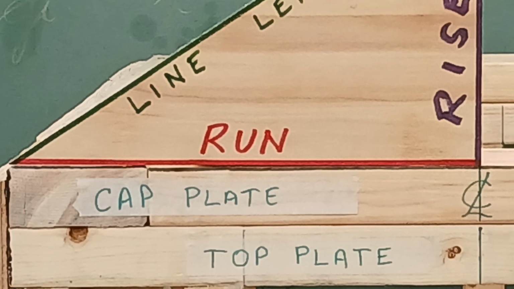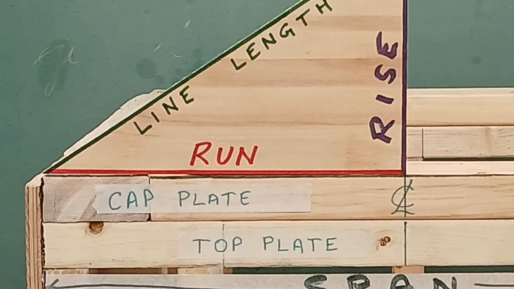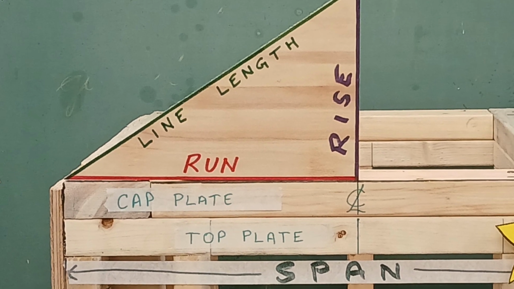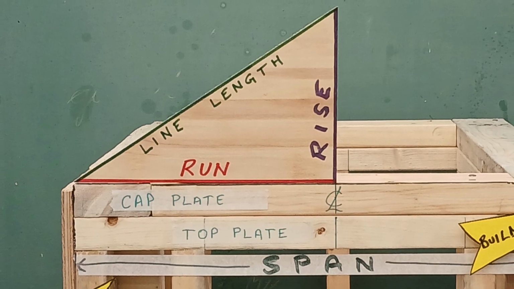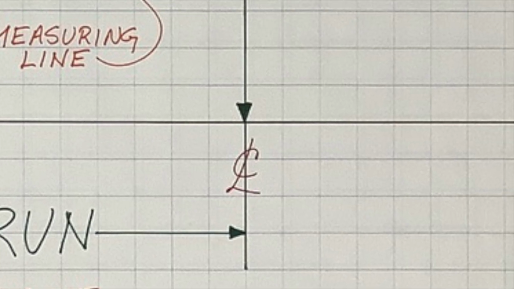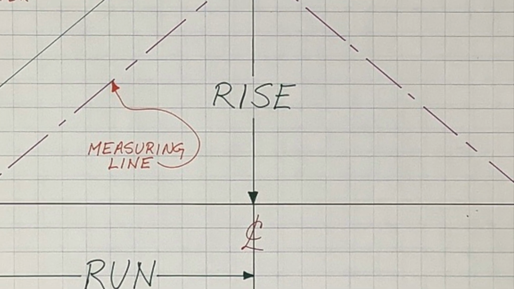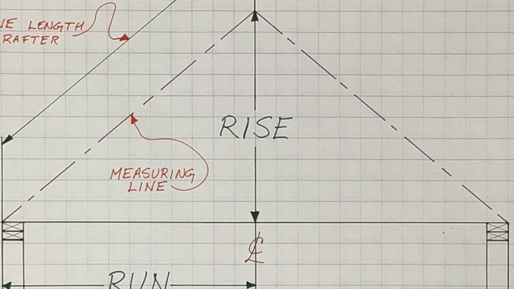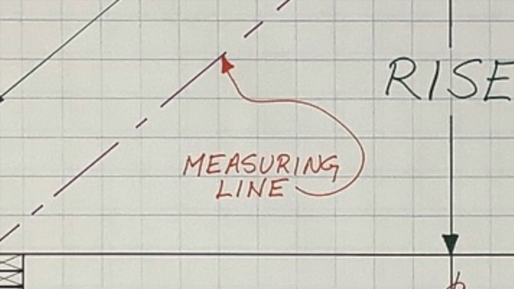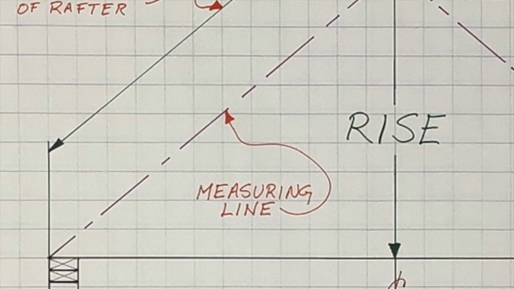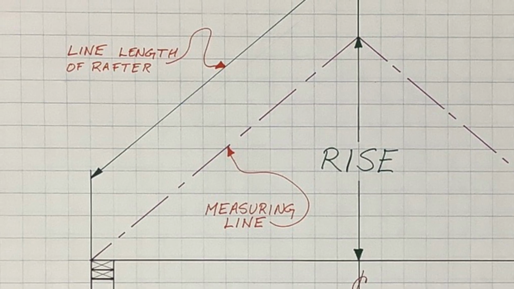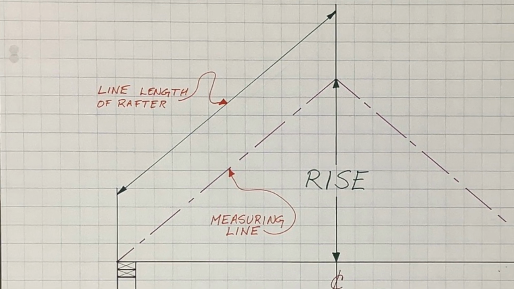Half of the span is called the run of the rafter, and the run makes the bottom of what is known as the roof triangle. The center line of the building makes the vertical leg of the roof triangle, and its length is called the rise of the roof. The hypotenuse of the roof triangle is called the measuring line in roof framing, and its length is called the line length of the rafter.